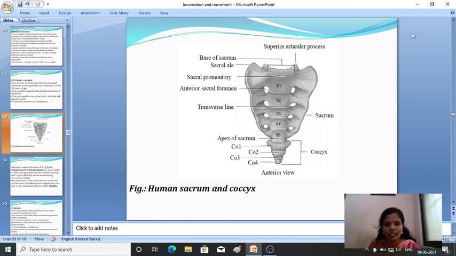Here you can see the human sacrum and coccyx. The sacrum and coccyx bones are fused. This is the last part of the coccyx. This is the sacrum, transverse line, anterior and posterior foramen.